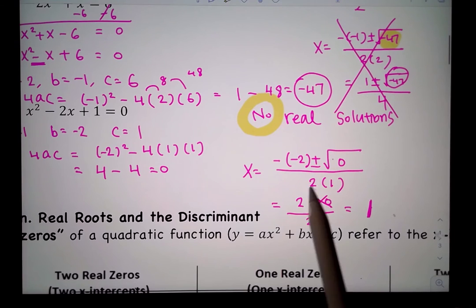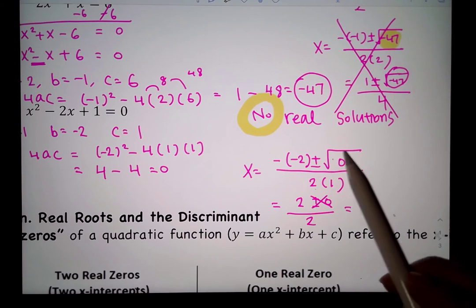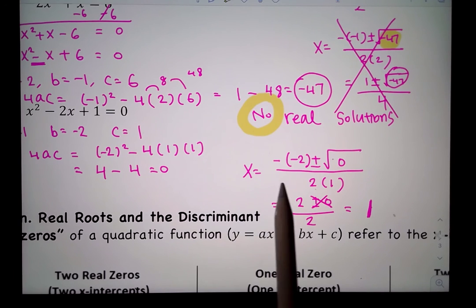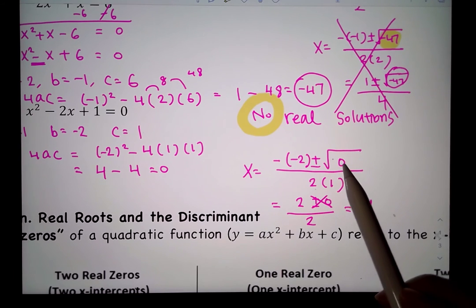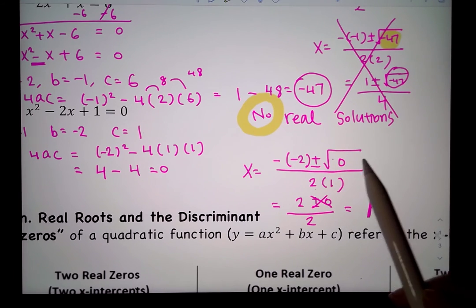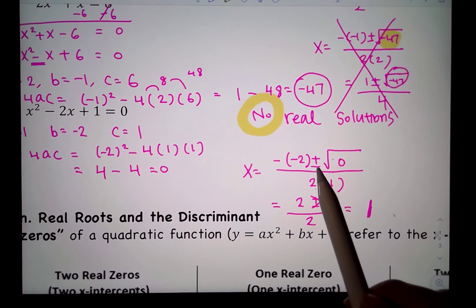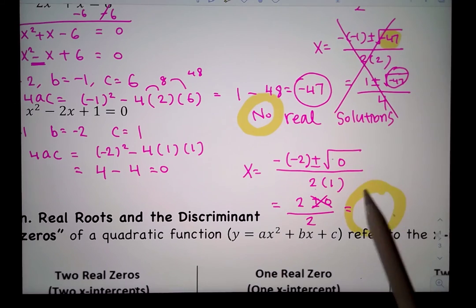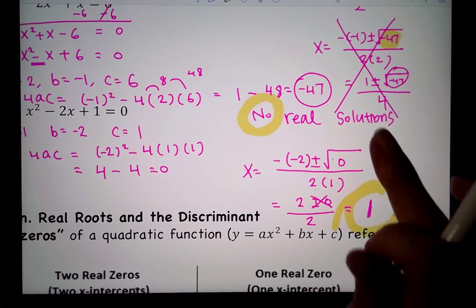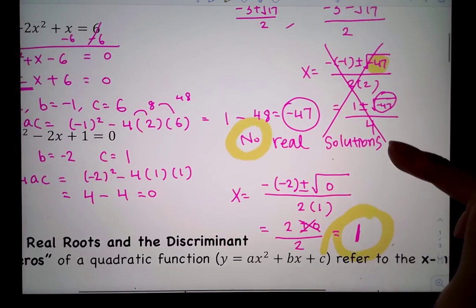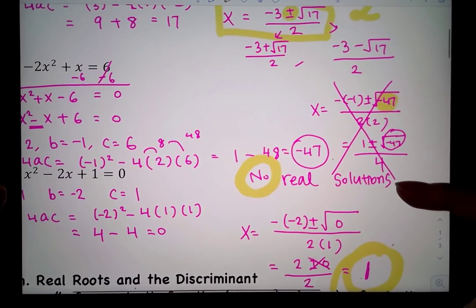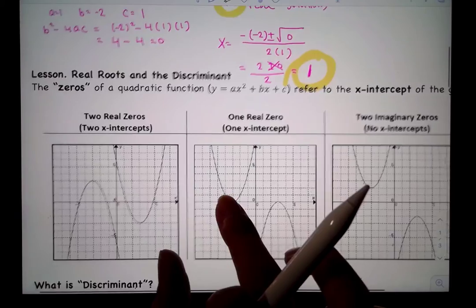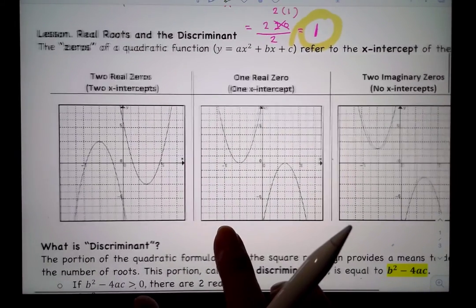And like this, once your radical has 0, your b squared minus 4ac, that's 0. So when you put 0 under the radical, then what happened? You just lose this positive negative. So you get only 1 solution. 1 solution, right? 2 solutions, 1 solution, no solution. So this is the discriminant. So look at this one, guys. Real roots and the discriminant.